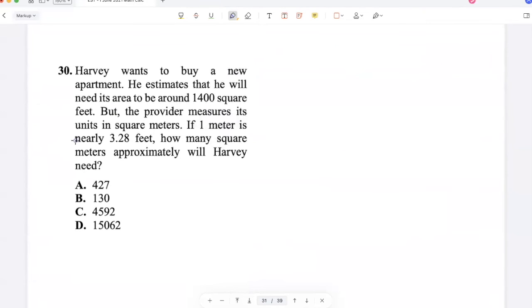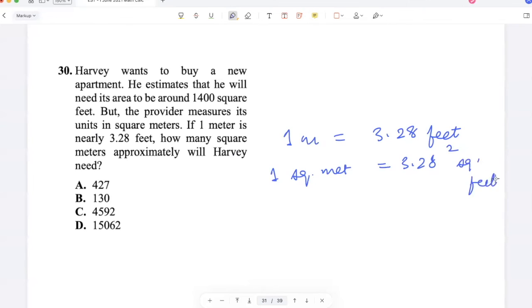Harvey wants to buy a new apartment. He estimates that he will need its area to be around 1400 square feet, but the provider measures its unit in square meters. If 1 meter is 3.28 feet, how many square meters will Harvey need? Okay, so 1 meter is 3.28 feet. So 1 square meter would be 3.28 square feet.